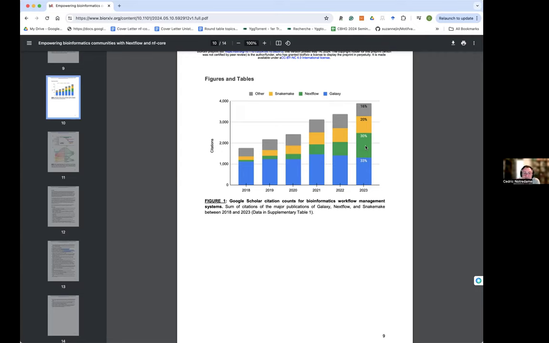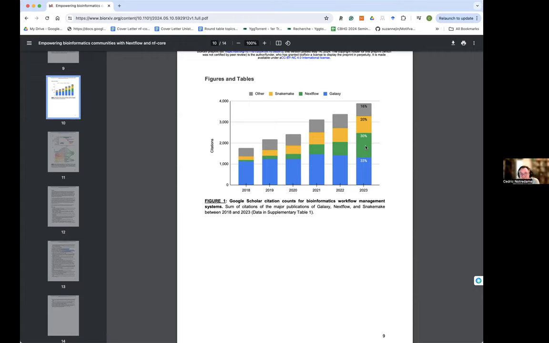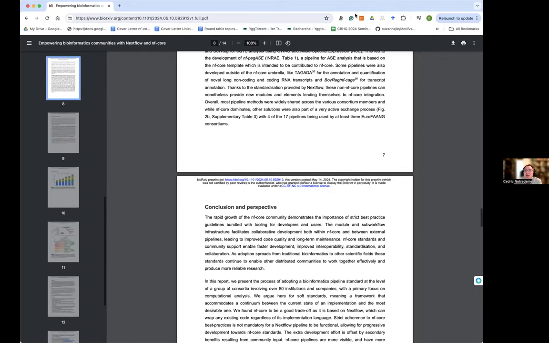Why? Well, that's my theory, but I think DSL2, the fact that you can have modules in Nextflow now, has been a very important game changer for a tool like Nextflow. And one of the nice nuggets in this paper is that it is the first official publication of DSL2. So that was just me being a little bit cocky about this paper that is not yet accepted. We are spinning it.